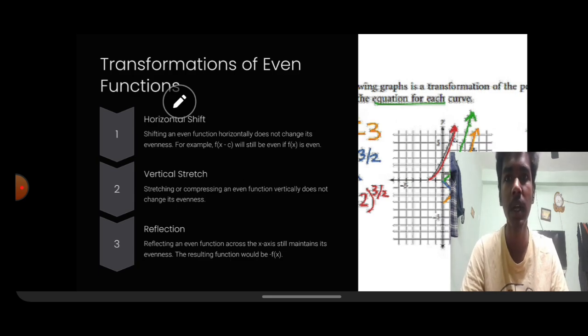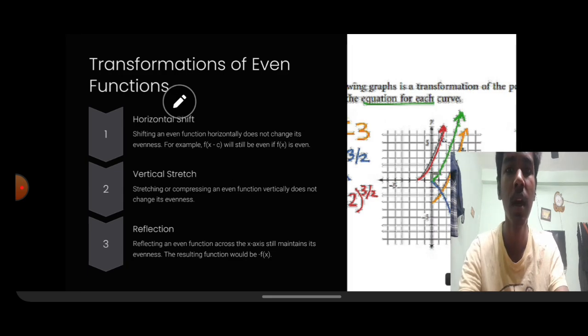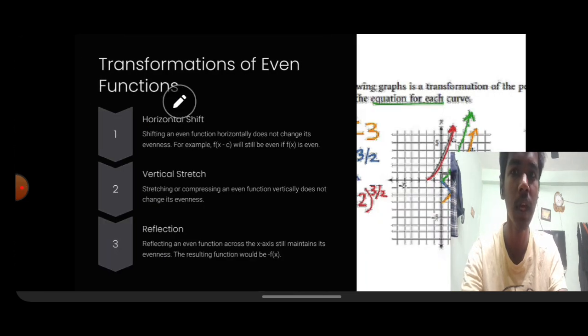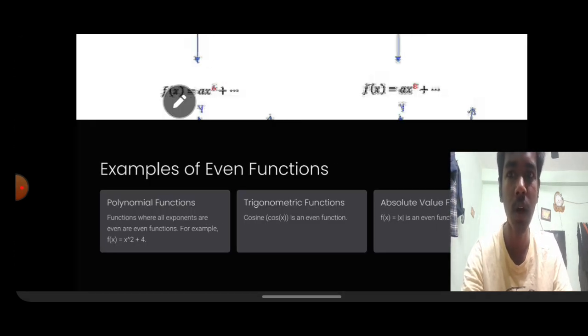Transformations preserve the even nature of these functions. A vertical shift like f of x plus c keeps the function even. If f of x is equal to x square and g of x is equal to 2x square, it stretches vertically but keeps the symmetric intent.